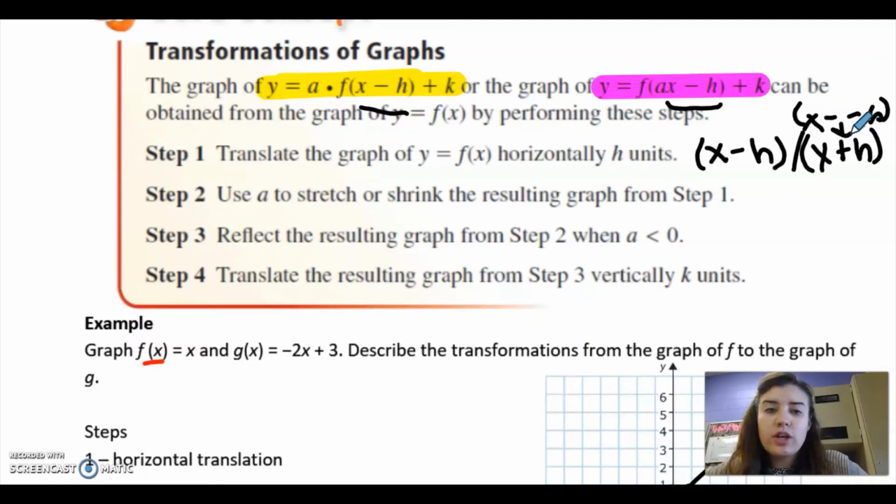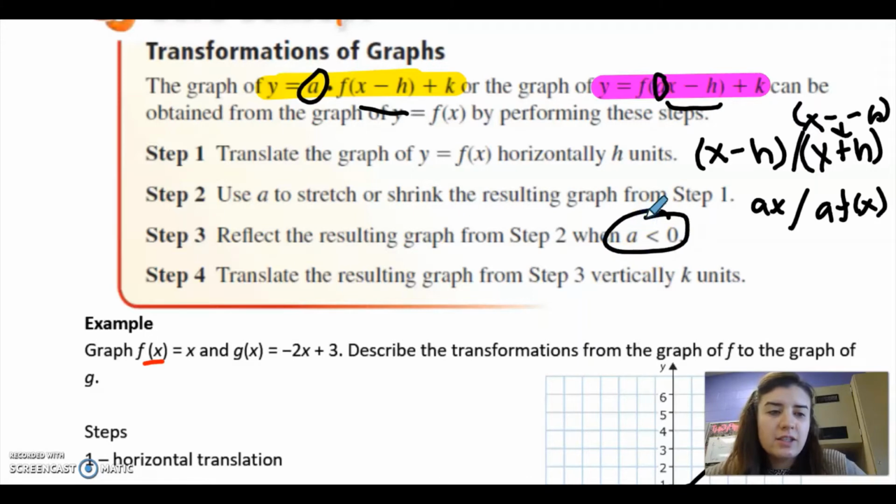We also are stretching, so that's this a, and it's either with x on the inside or it's outside of our f of x. Okay, now we're reflecting, so it says a is less than 0, so this a is the same one as that. It just depends if it's negative a or if it's a positive a. And then we're translating, that's that plus k on the end, or it can also be a minus k.